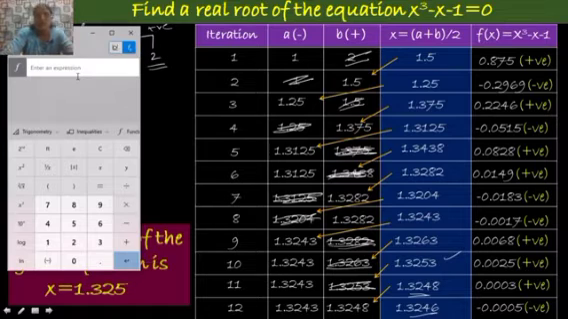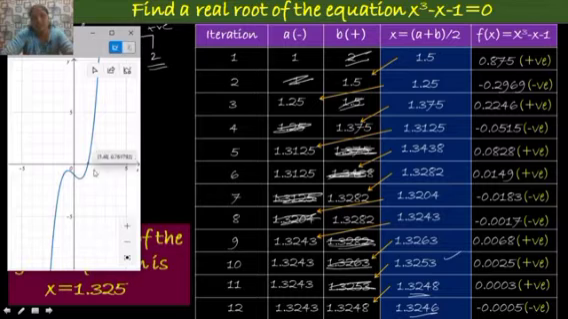Now let me show you how the graph of this function looks. That is x cube minus x minus 1. This was the given function. If you plot this function on a graph sheet, you get a graph like this, and just trace the curve to get the coordinates. So this curve intersects both the x-axis and the y-axis, isn't it?